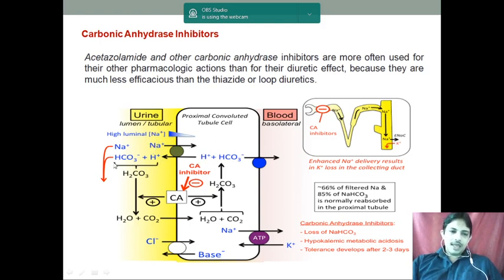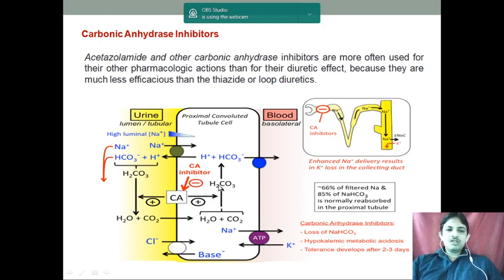So here HCO3 and H+ are forming H2CO3. Now this H2CO3, in the presence of carbonic anhydrase, will break down into H2O plus CO2. H2O and CO2 will then enter into the proximal convoluted tubule cell and again form H2CO3. And again, here the carbonic anhydrase is important.